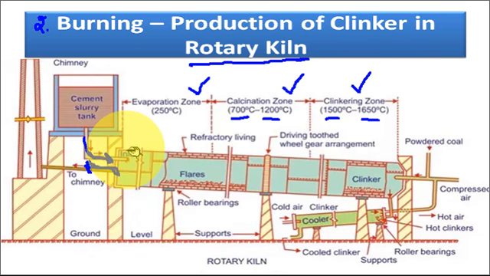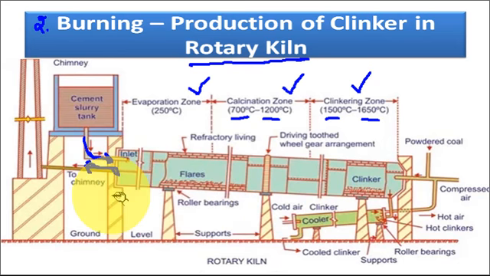Basically, this rotary kiln is a long cylindrical tube which is lined with refractory materials, and heating is done at the lower end of the rotary kiln. This rotary kiln is slightly inclined, about 3 to 6 degree angle, and the rotation of this rotary kiln is done at a speed of 0.5 to 2 rotations per minute. So this is the structural diagram. This is supported by these rollers.